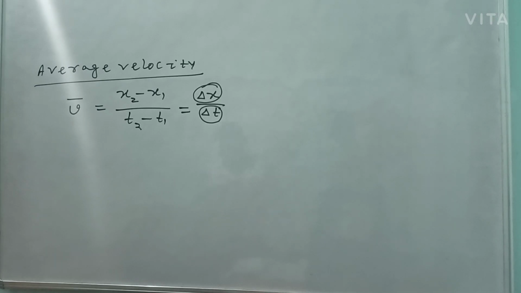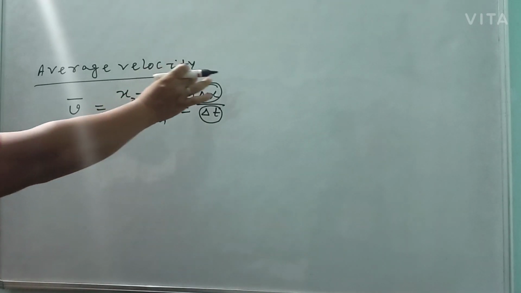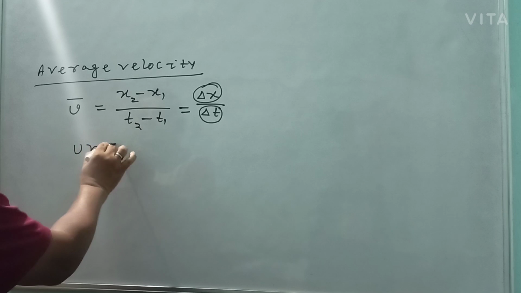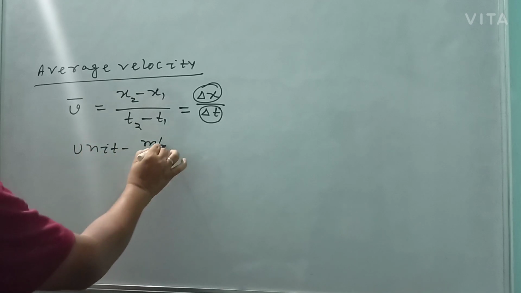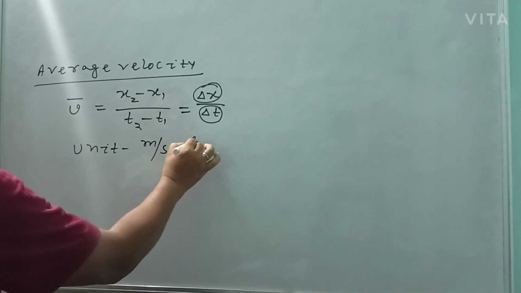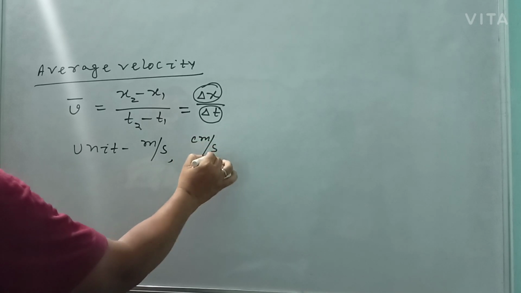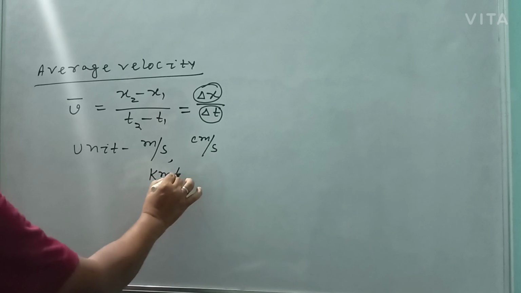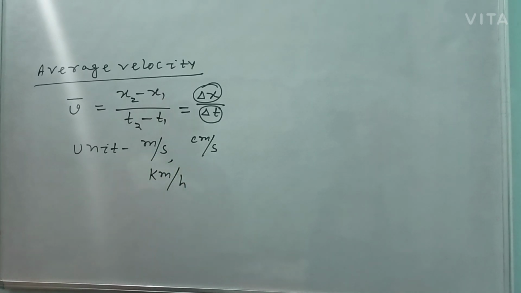So the unit of velocity is what? Meter per second, because this is meter, this is second, so its unit is meter per second, or you say centimeter per second, or practically one can say kilometer per hour. That means kilometer per hour is frequently used.